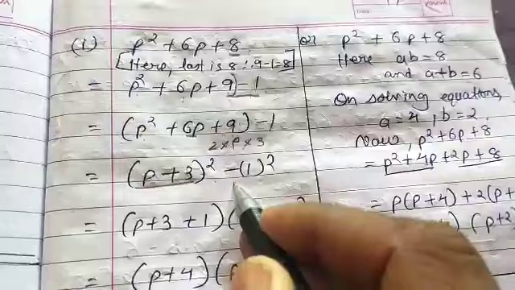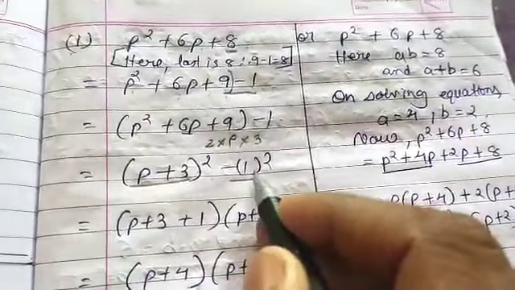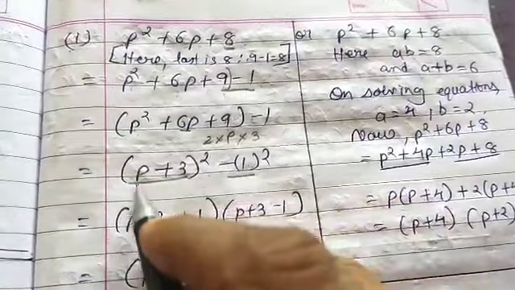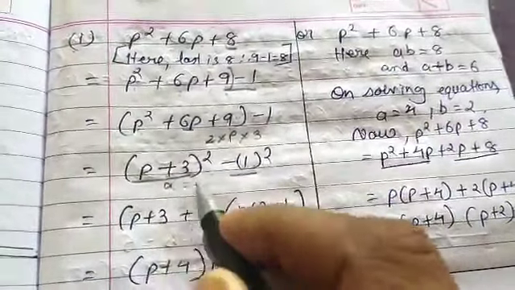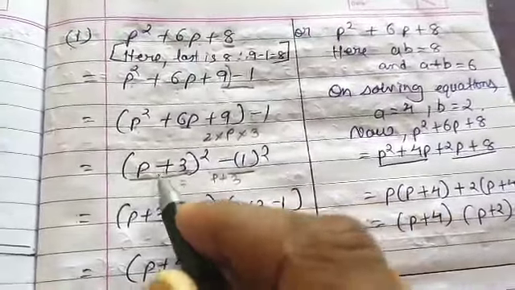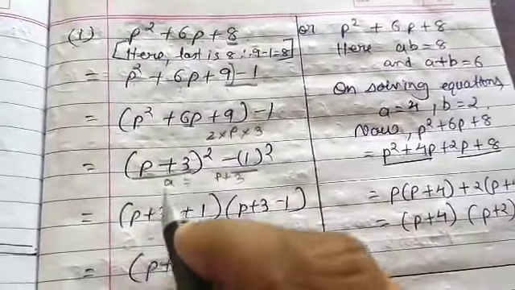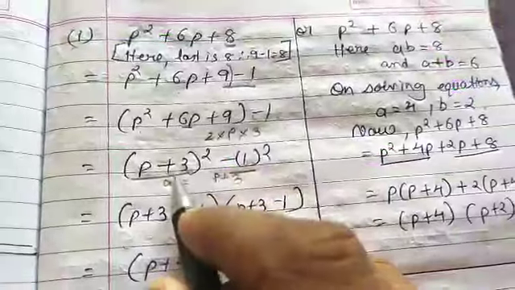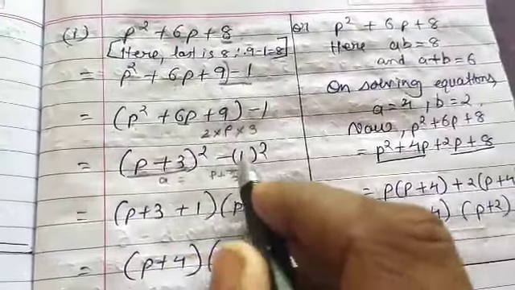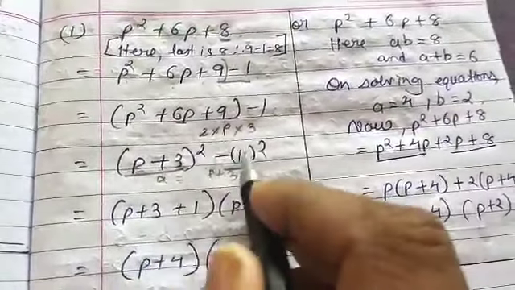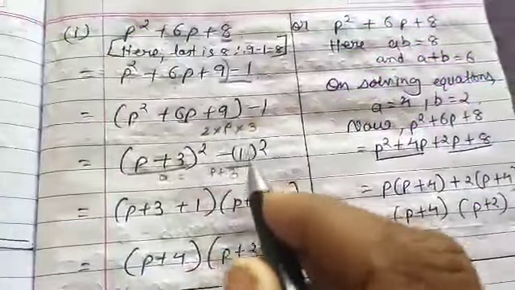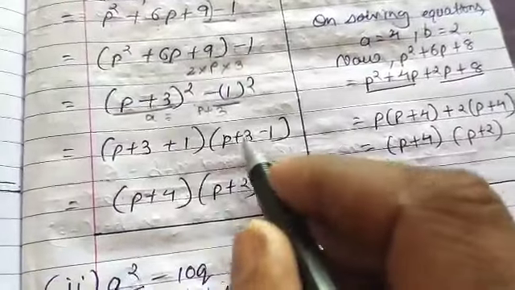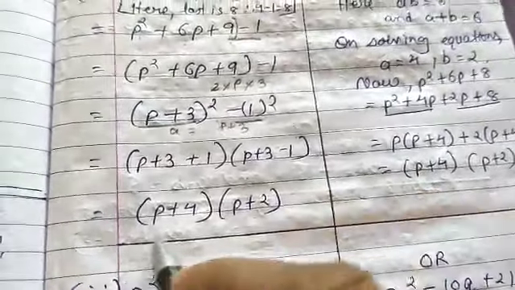Now again it is one kind of identity, that is a square minus b square. So a square minus b square is what? a plus b and a minus b. So the value of a here, if you consider, is p plus 3. So you have to make a square of p plus 3, that is p plus 3 the whole square minus 1 the whole square. Now you consider p plus 3 as a, that is a plus 1 and a minus 1. So that is p plus 3 plus 1 and p plus 3 minus 1. Then p plus 3 plus 1 gives p plus 4 and p plus 3 minus 1 gives p plus 2. This is your final answer.